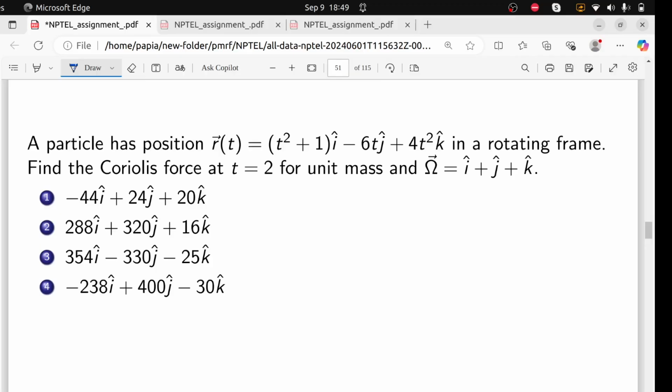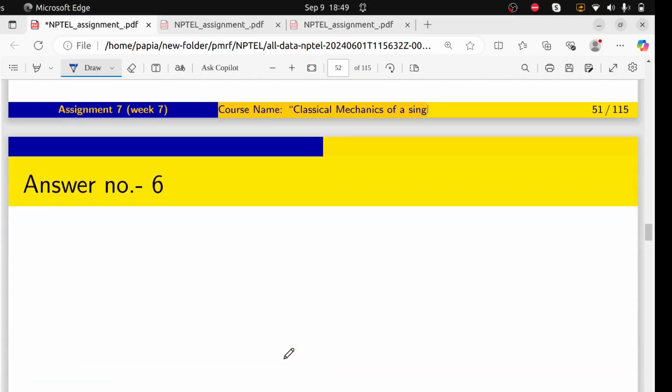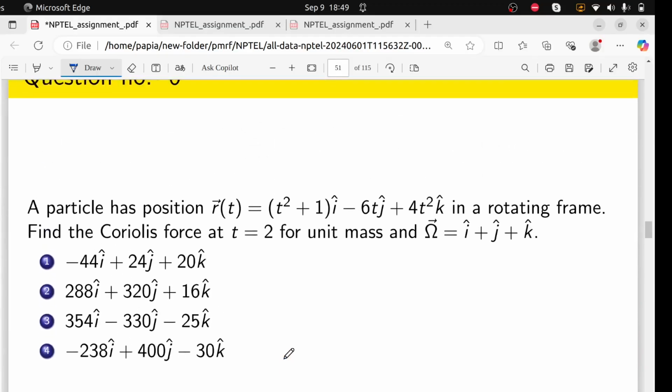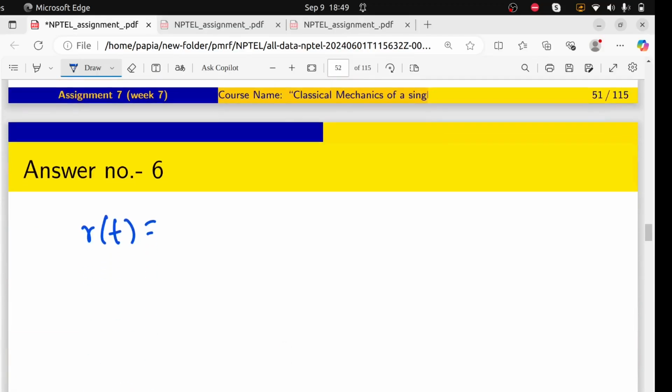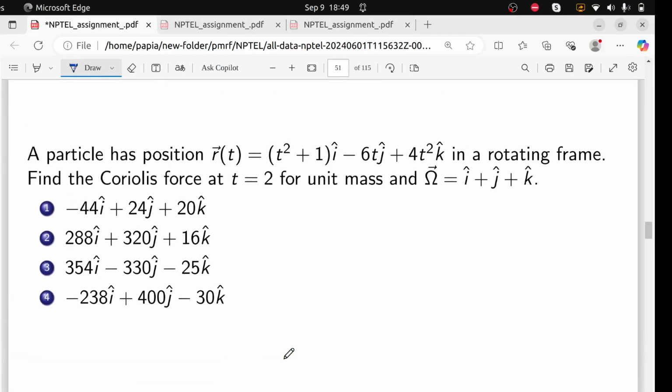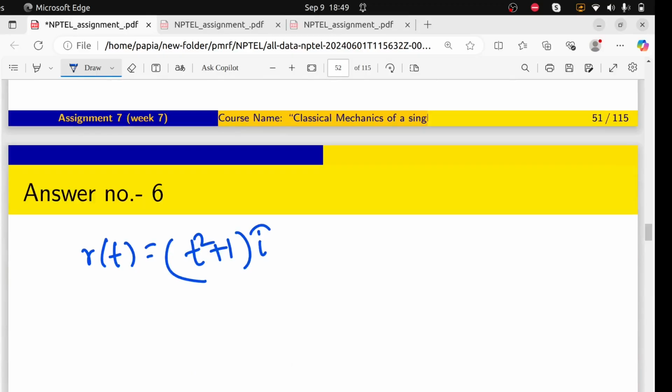So let me first write all the given data. r(t) is 4t squared plus 1, i cap, minus 6t plus 4t squared.